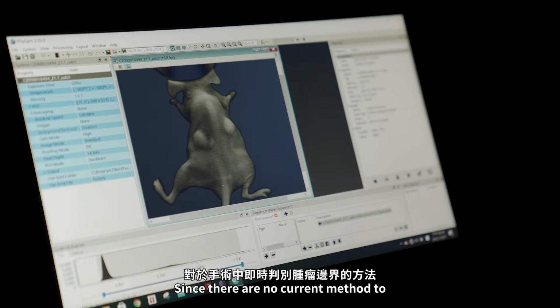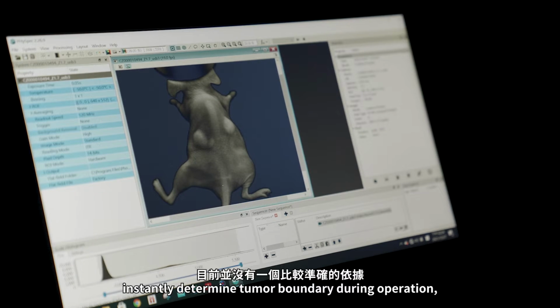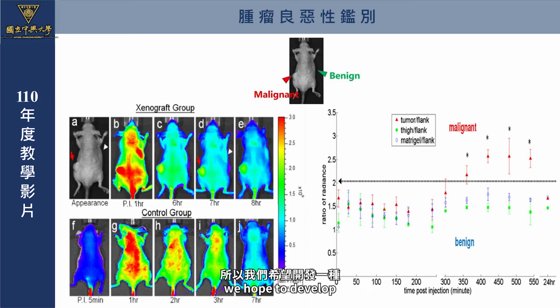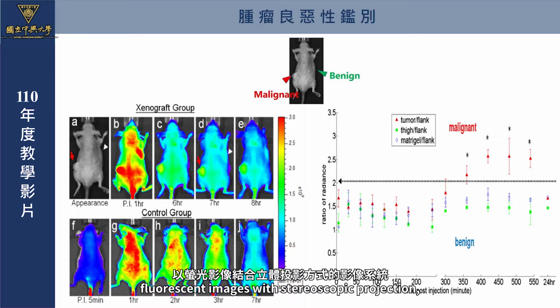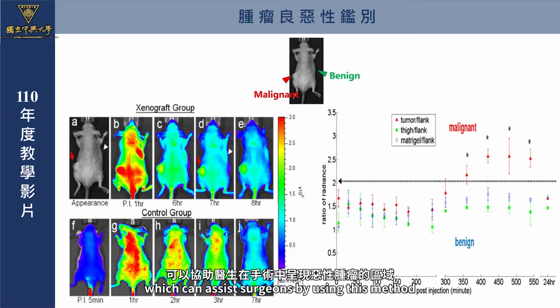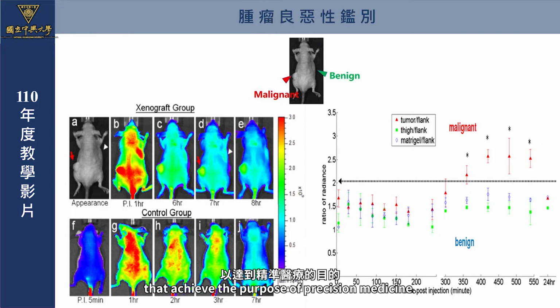Since there are no current methods to instantly determine tumor boundary during operation, we hope to develop an imaging system that merges fluorescent imaging with stereoscopic projection, which can assist surgeons by presenting the tumor area during operation to achieve the purpose of precision medicine.